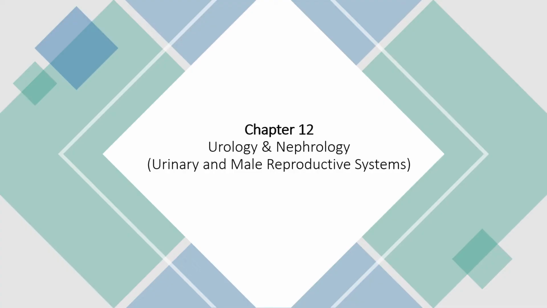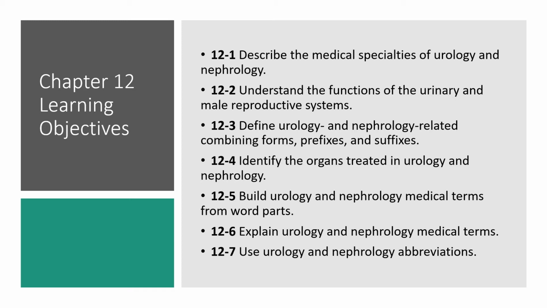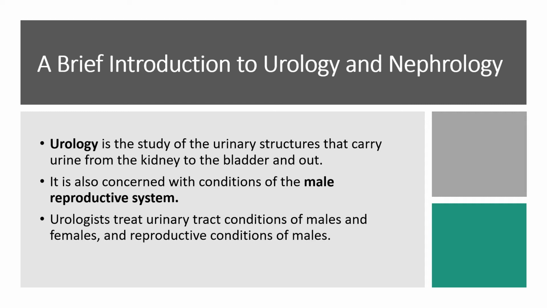All right, let's start with chapter 12, urology and nephrology. This is also the urinary and male reproductive systems. So our learning objectives for chapter 12 are to describe the medical specialties of urology and nephrology, understand the functions of urology and the male reproductive system, define urology and nephrology-related combined forms, prefixes, suffixes, identify the organs treated in urology and nephrology, build urology and nephrology medical terms, explain urology and nephrology medical terms, and use urology and nephrology abbreviations. So let me introduce you to urology and nephrology.